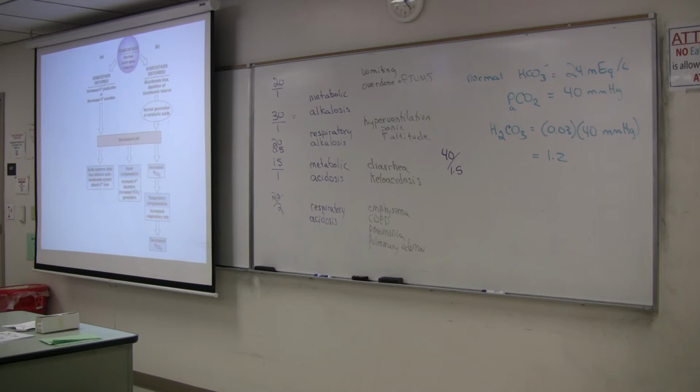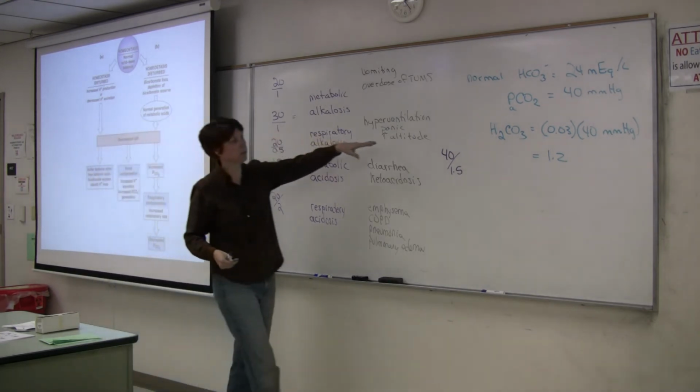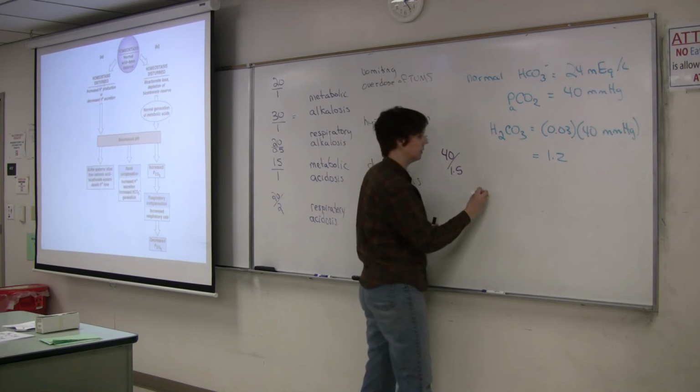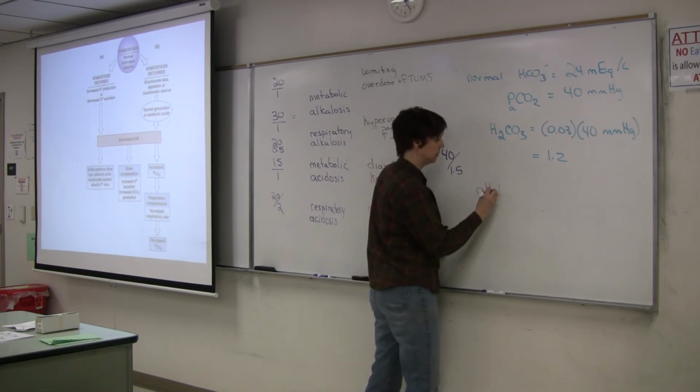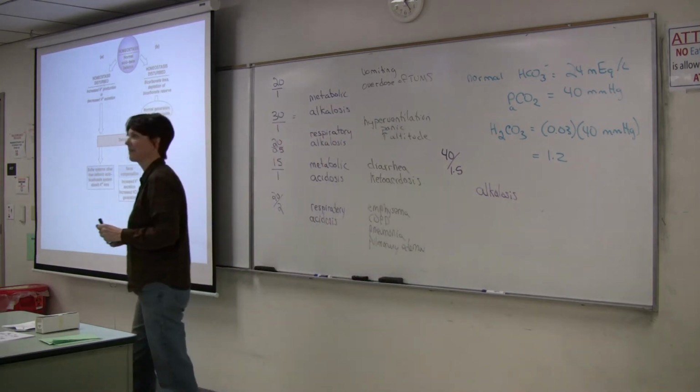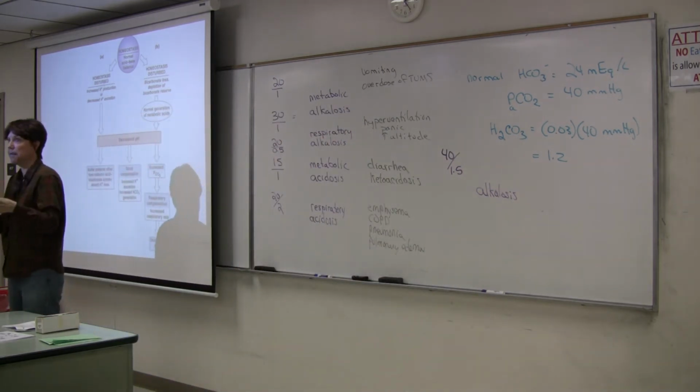Okay? Which one changed the most? My bicarbonate doubled. It increased by 100%. My carbonic acid increased by 50%. Okay? So I have too many bicarbonate ions that I can buffer. So my condition is alkalosis. Is it respiratory or metabolic? It's metabolic. You take the number that has changed the most.